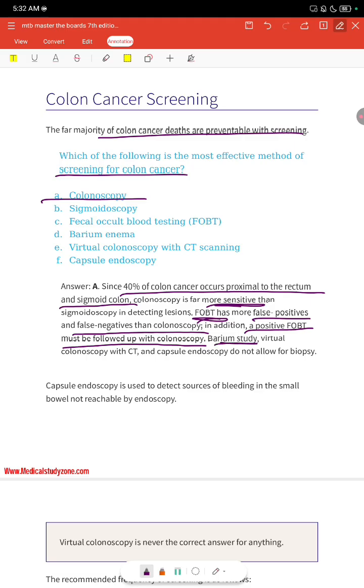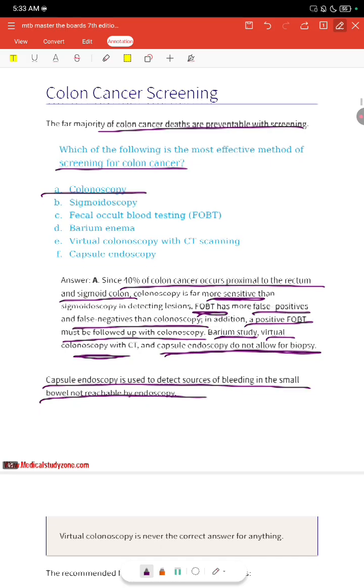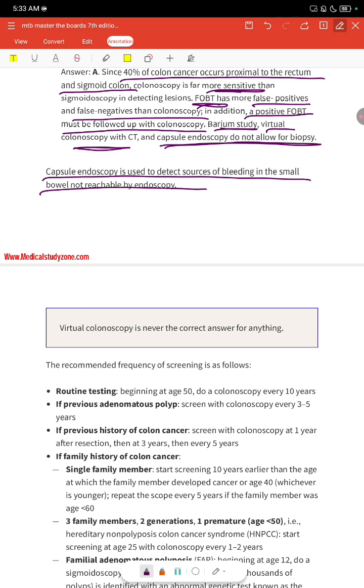colonoscopy. Barium study, virtual colonoscopy with CT and capsule endoscopy do not allow for biopsy. So without biopsy you cannot decide whether there is cancer or not. So colonoscopy is the best option and the most effective method for screening for colon cancer. Capsule endoscopy is used to detect sources of bleeding in the small bowel not reachable by endoscopy. We have already studied this point. Virtual colonoscopy is never the correct answer for anything.